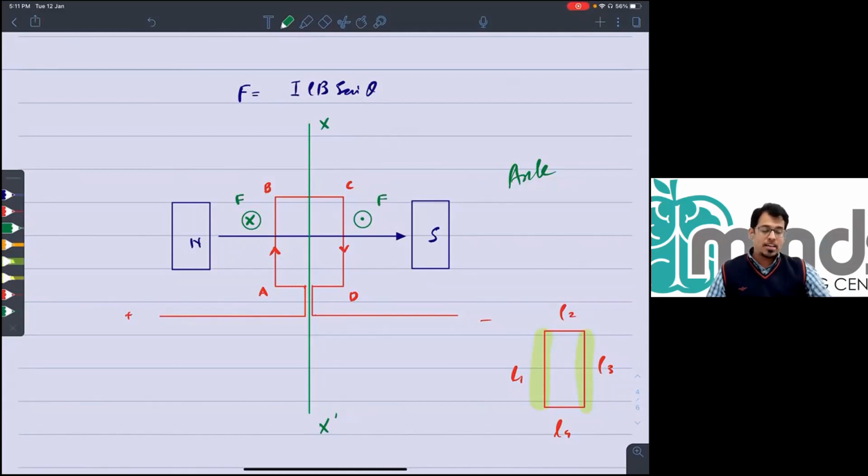So force on side AB is into the board, force on side CD is out of the board. Now just imagine, this is the coil, one force is in, other force is out, it is fixed from the two edges. What will happen? It will start to rotate. Do you agree? How many of you agree that it will start to rotate?